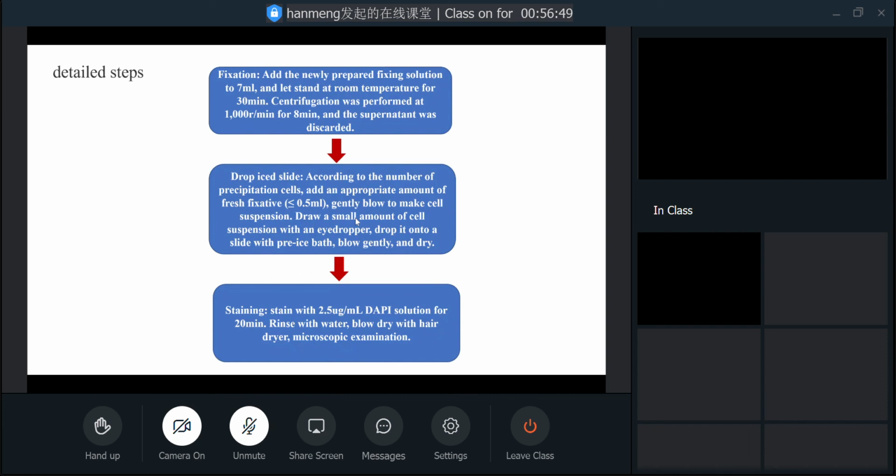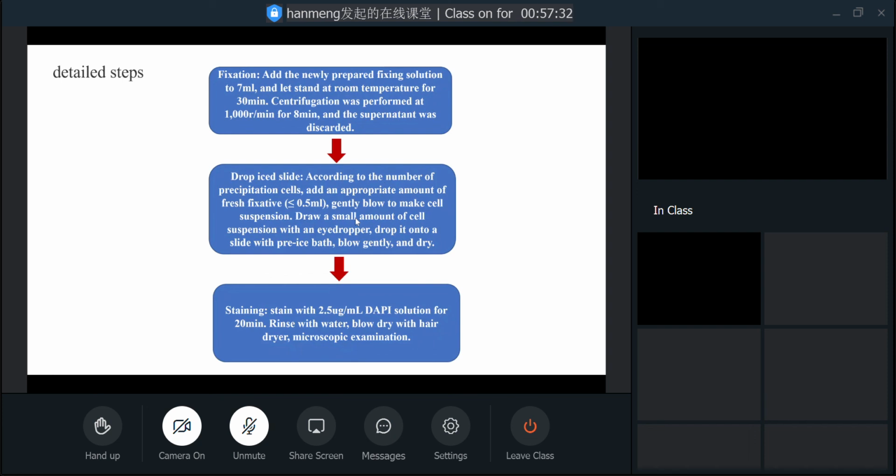Finally, we use a trypsin solution, 2.5 units per milliliter, to thin the chromosome for 20 minutes. Then rinse with water, blow dry with a hair dryer, or put it at room temperature. Wait for about 10 minutes. Then we use a fluorescent microscope to observe the chromosome.